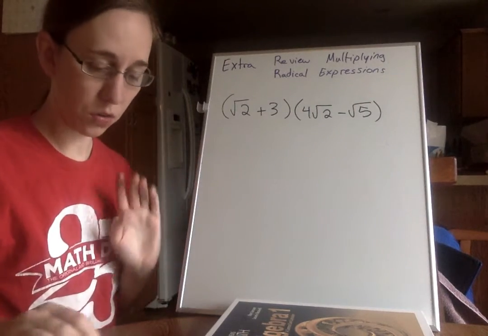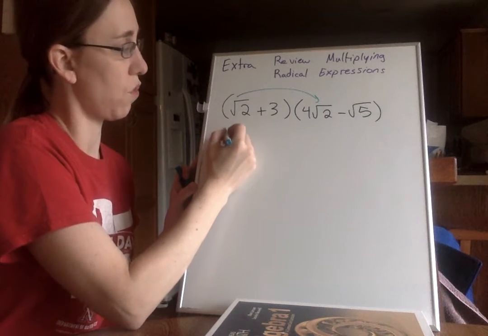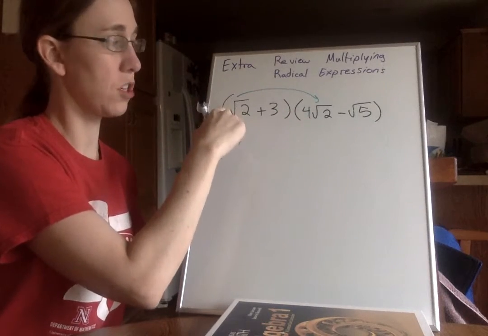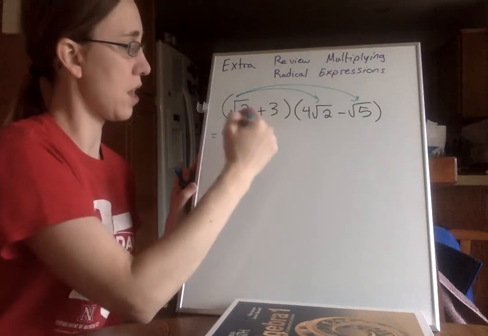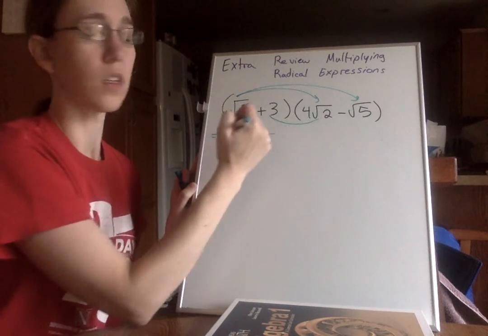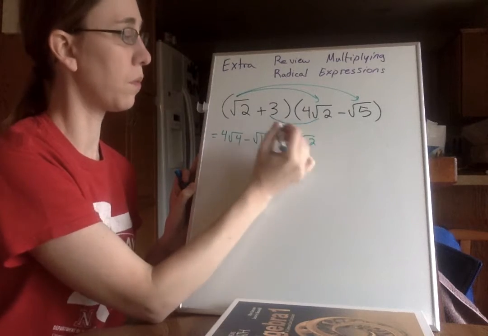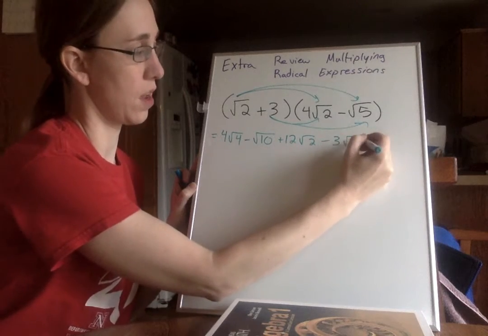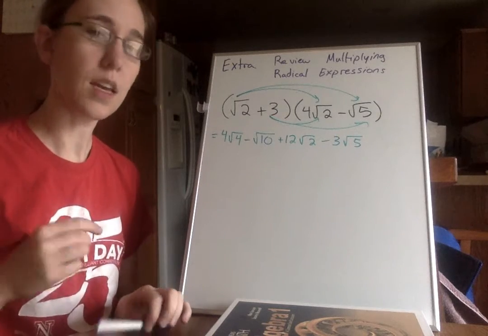Okay, so we're going to FOIL. First is going to give us 4 times the square root of 4. Remember, we multiply coefficients, multiply what's under the root. Then we're going to do outside, which gives us negative square root 10. Then we're going to do inside, which gives us 12 square root 2. And finally, we do last, which gives us negative 3 square root 5. So we FOILed everything. Now the question is, does any of it simplify?